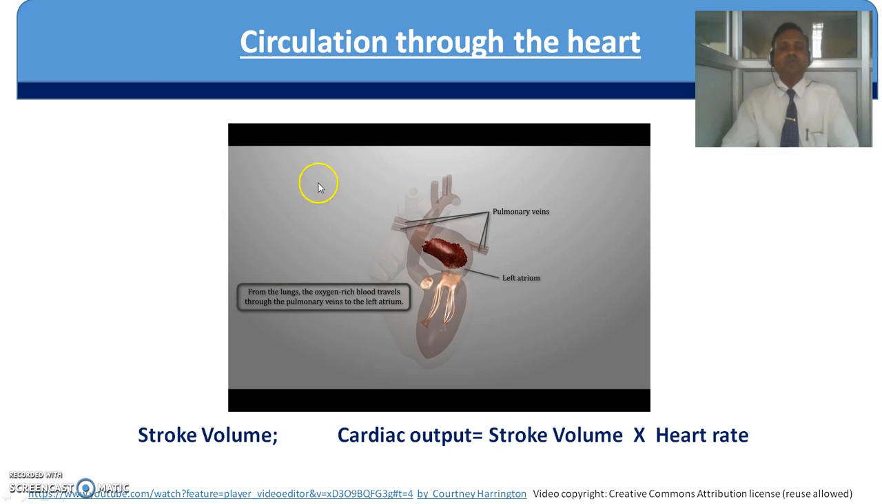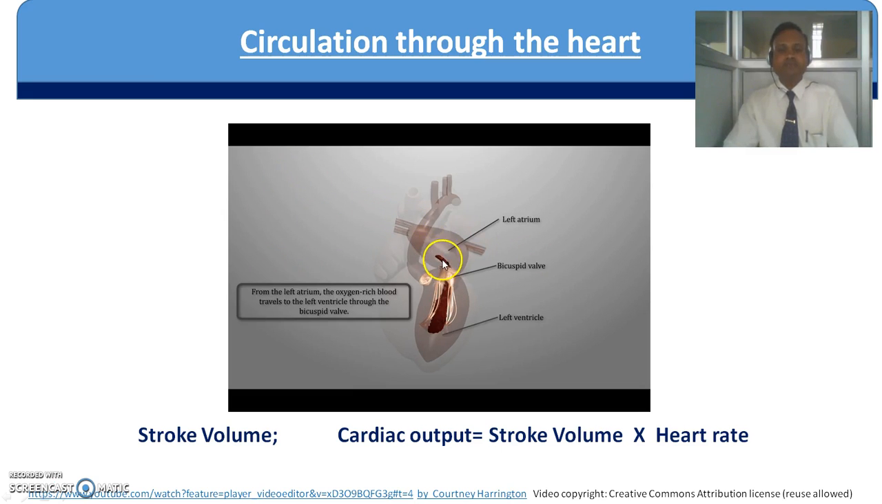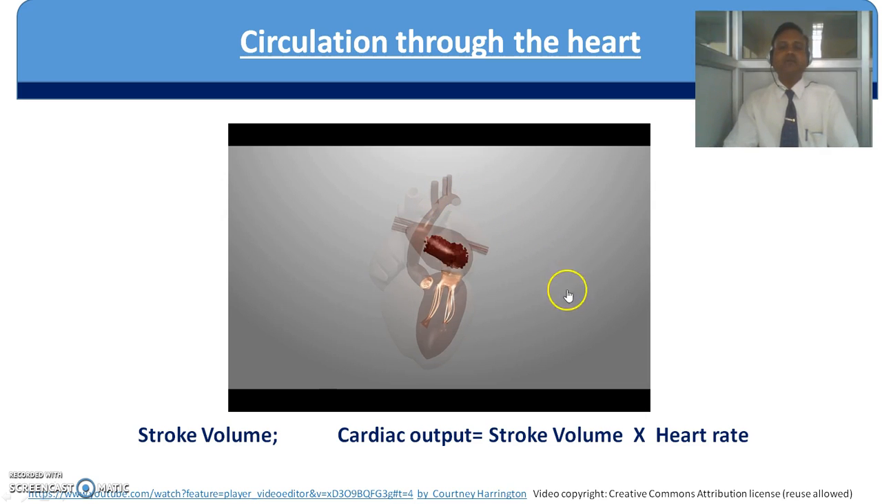Now when this blood is purified, it is carried through the pulmonary veins into the left atrium, and then from the left atrium through the bicuspid valve it comes to the left ventricle, and then through the semilunar valve it is transferred into the aorta, and then through the aorta this blood will be circulated in the whole body. Okay, so this is how blood comes from the lungs, left atrium, left ventricle, then to the whole body. Like this, each time the heart pumps out blood into the aorta.